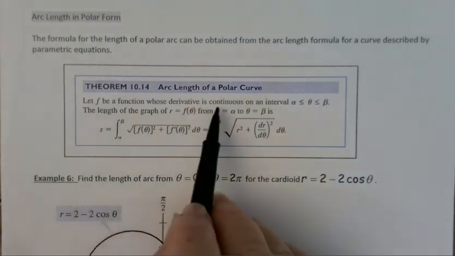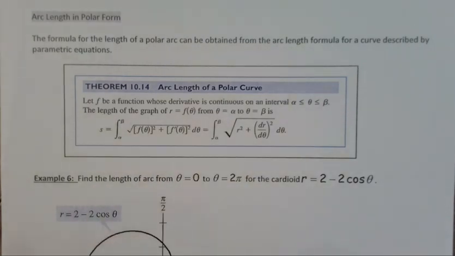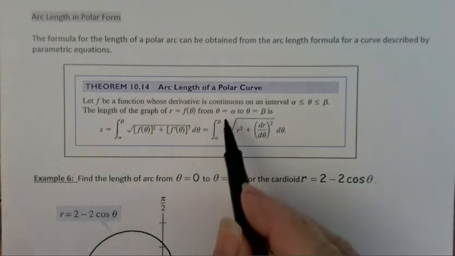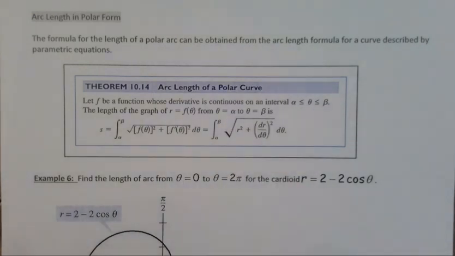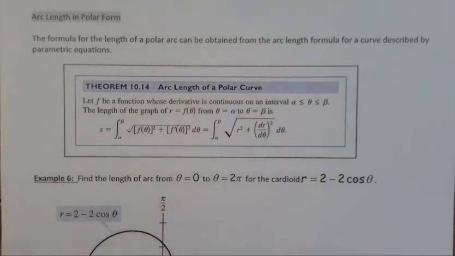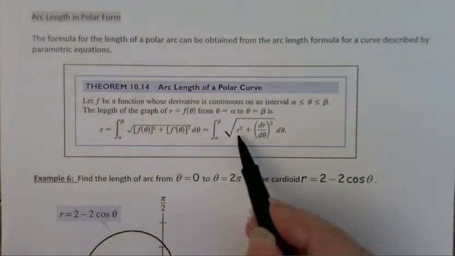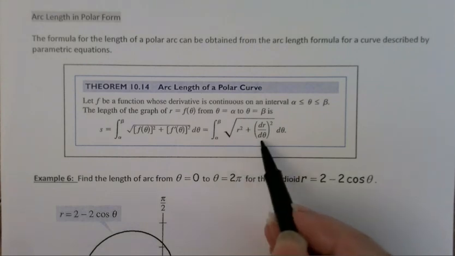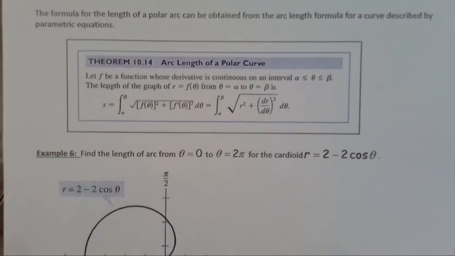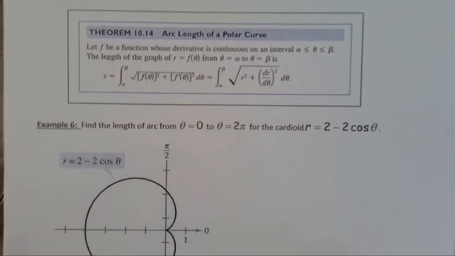If f as a function has a continuous derivative, then the length of the graph r equals f of theta from theta equals alpha to theta equals beta is the integral of the square root of f of theta squared plus f prime of theta squared. Or we could also think of that as the square root of r squared plus dr d theta squared. This is pretty much just a formula, not so much setup that we need to do here. So these are, I think, a little easier than the area problems.